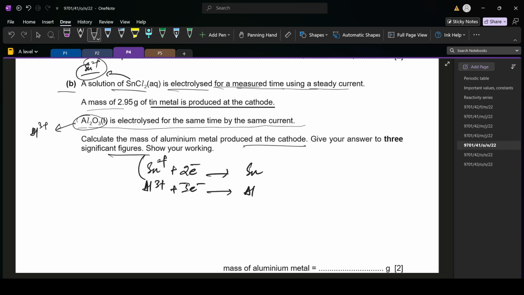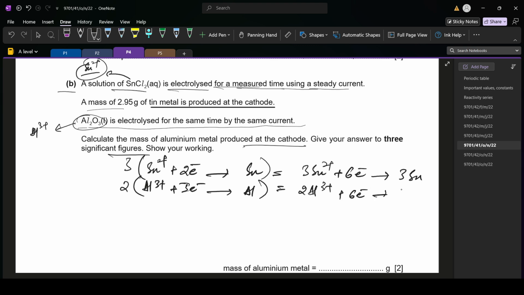To balance, you have to balance the electrons. So let's balance the electrons. You will have these equations: 3 moles of Sn2+ plus 6 electrons gives 3Sn, and 2Al3+ plus 6 electrons gives 2 moles of aluminum. So these are your equations.